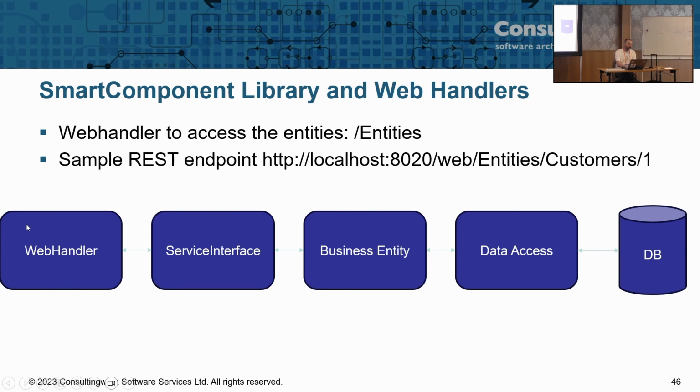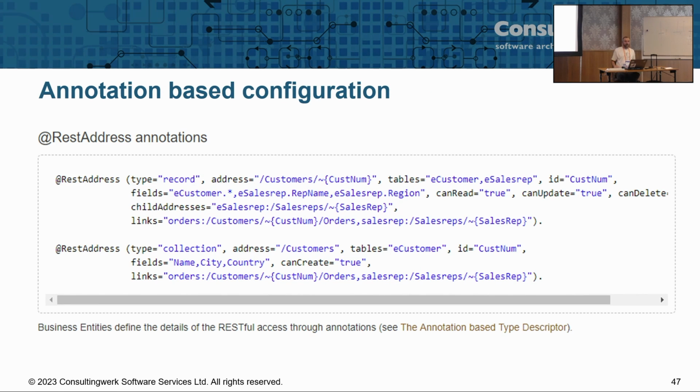Right, our web handler implementation asks the service manager for a business entity. The business entity is loosely coupled with a data access instance, which gets the data and puts it in a dataset. You can enrich it in your business entity by obtaining data from other business entities and then return it via the web handler. How do we do that in the Smart Component Library? Well, we do that annotation based.